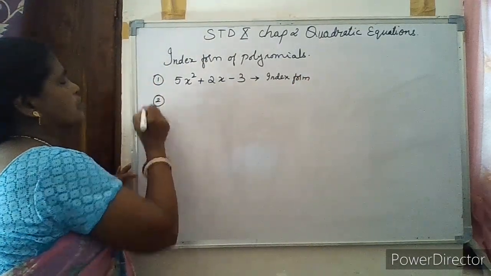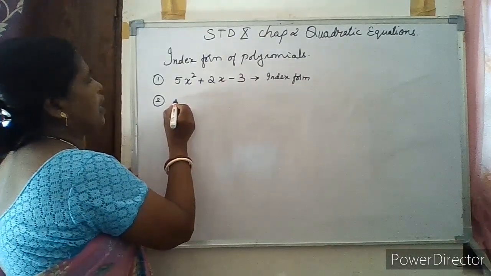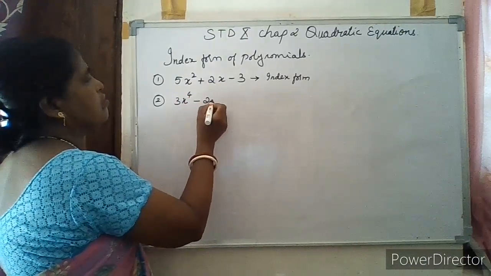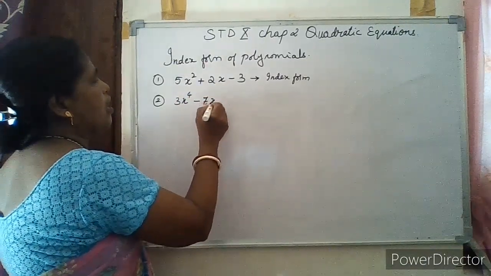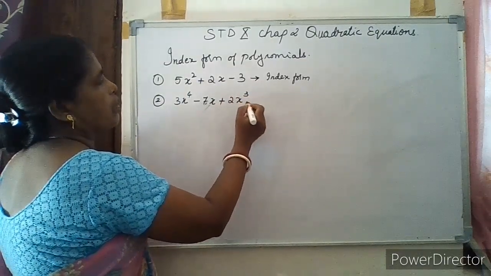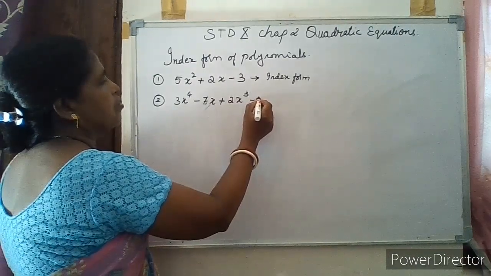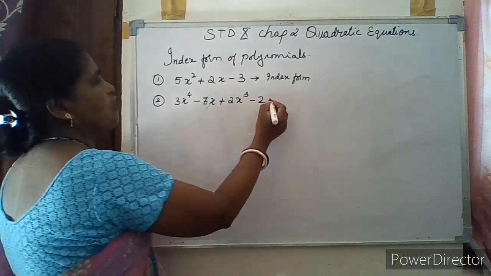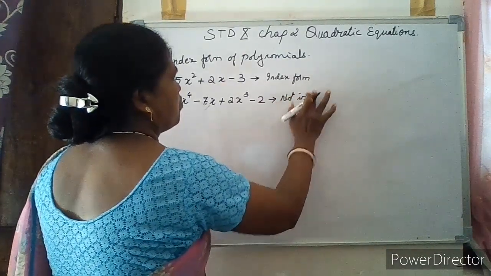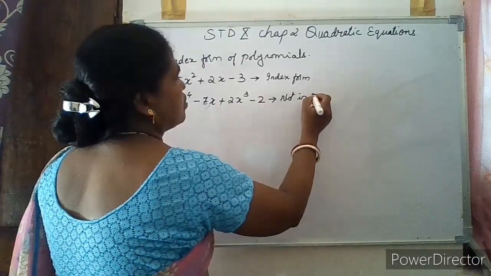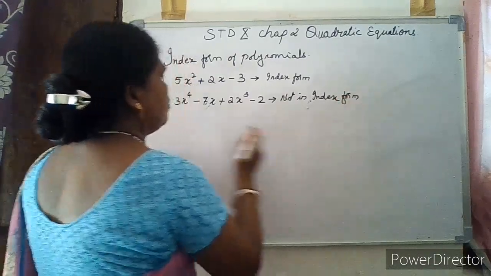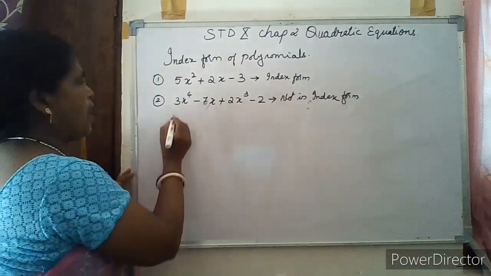Now, for example, if I write 3x raised to 4 minus 7x plus 2x cube minus 2, then this is not in index form. Not an index form of polynomial. This we can arrange in the index form this way.